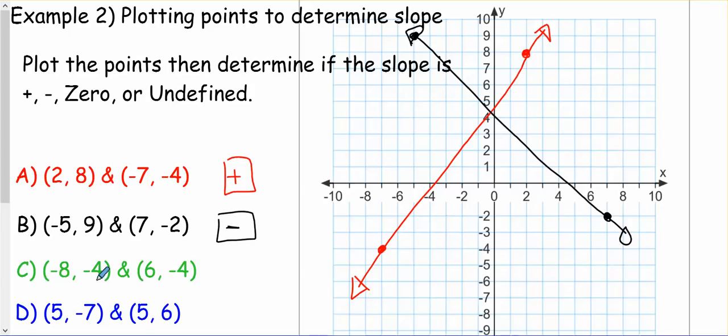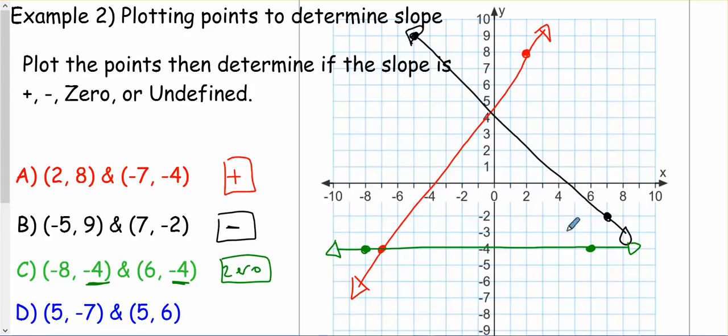Negative 8, negative 4, right here, to 6, negative 4. Well, that makes a horizontal line. And so all horizontal lines have 0 for a slope. Now notice, all horizontal lines, what do they have the same? Their y values are the same. So if you see two y values that are the same, you know that you're going to have a 0 slope.